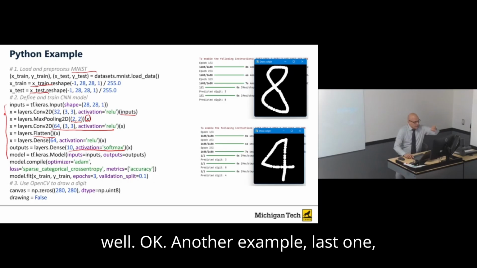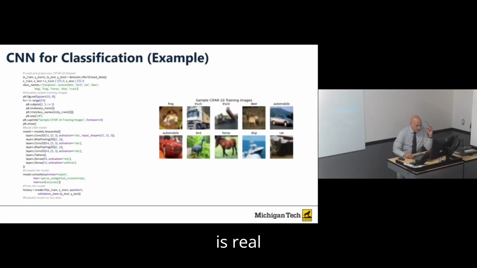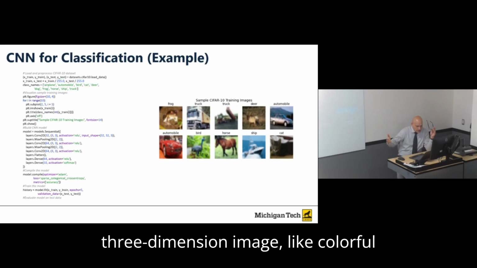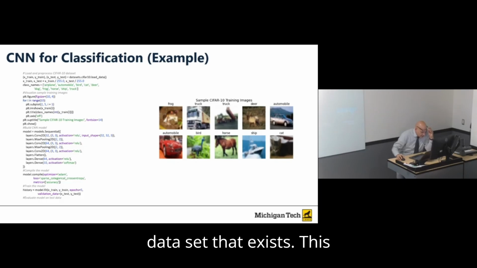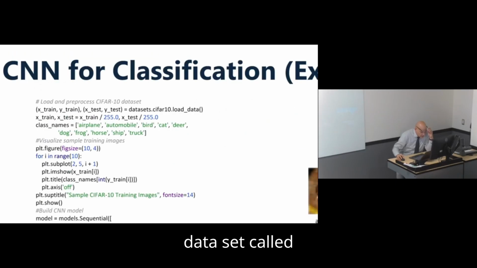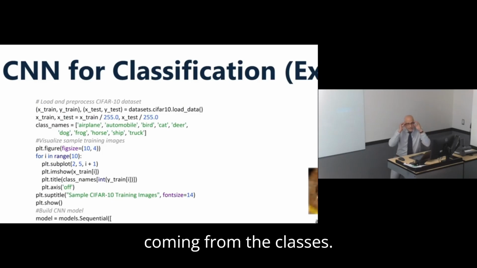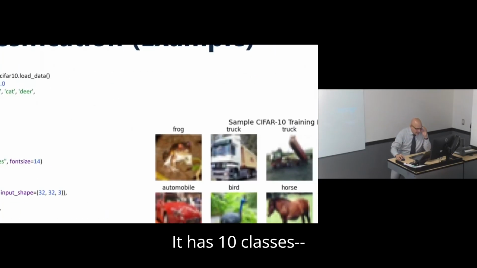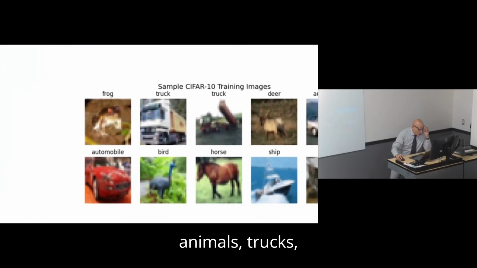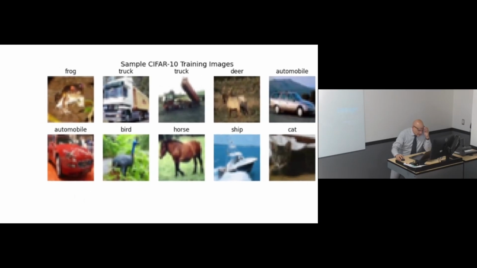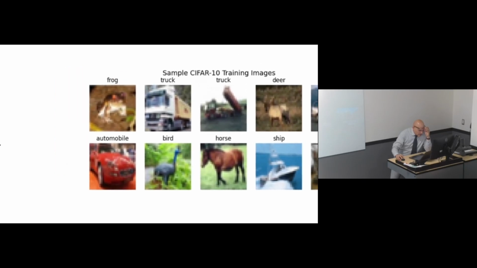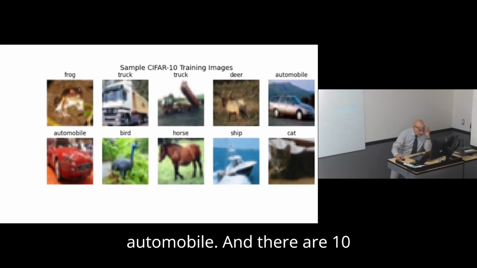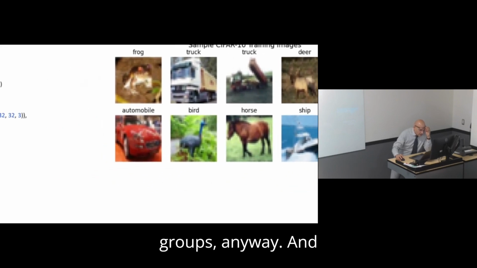Okay, another example, the last one, is a real 3-dimension image, like a colorful image. This is another data set that exists. This data set is called CIFAR-10. CIFAR-10 comes from the classes. It has 10 classes: animals, trucks, cars, I don't know, sheep, birds, automobile, and they are 10 groups anyway.